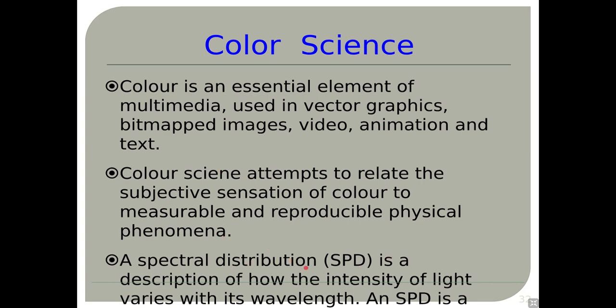So a spectral distribution is a description of how the intensity of light varies with its wavelength.